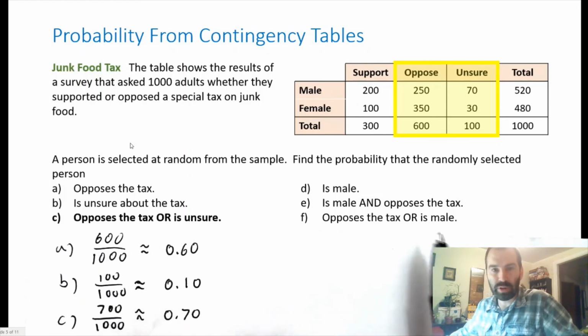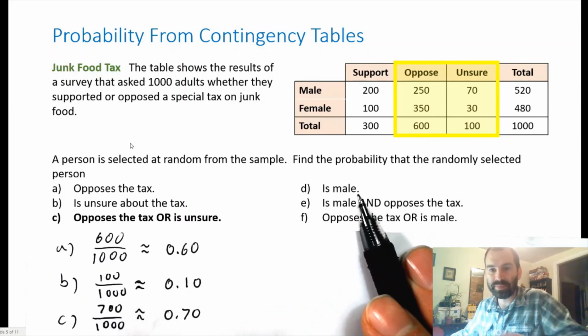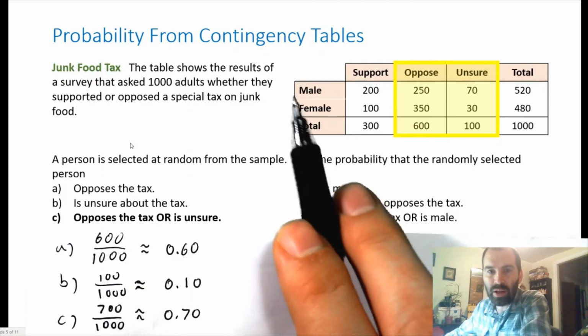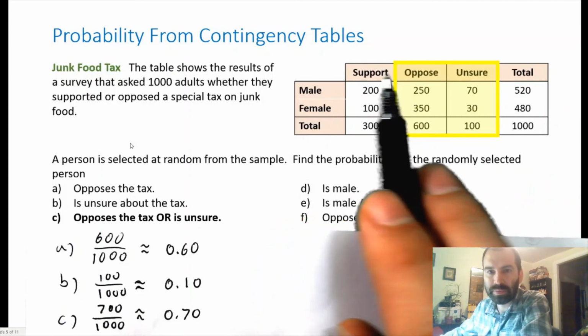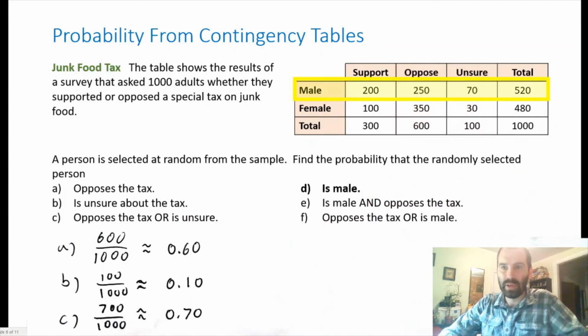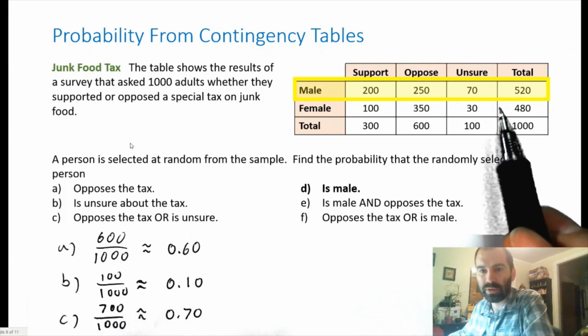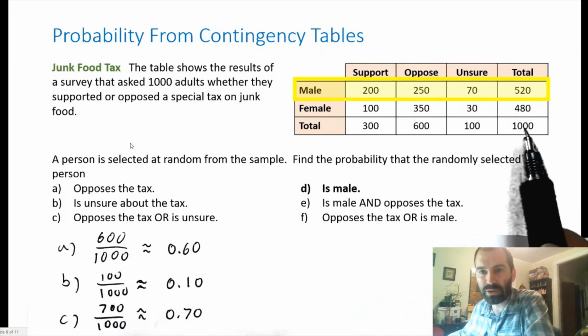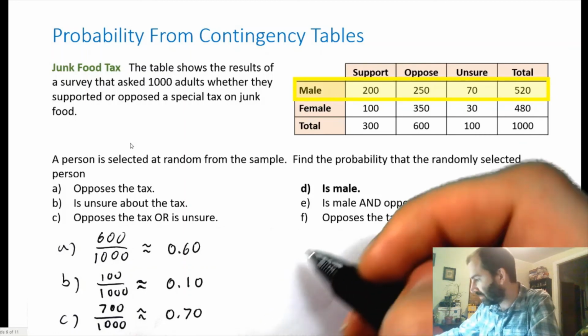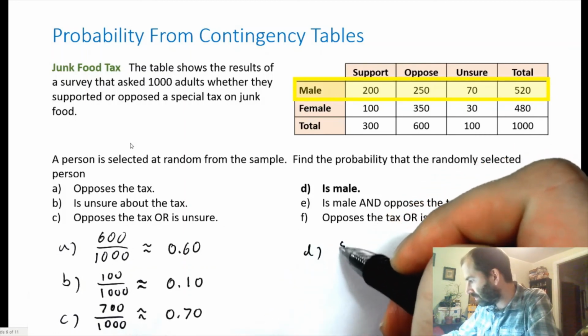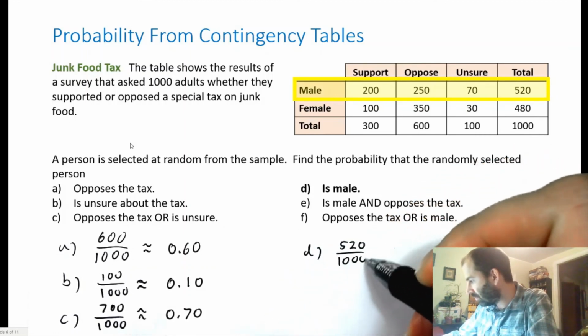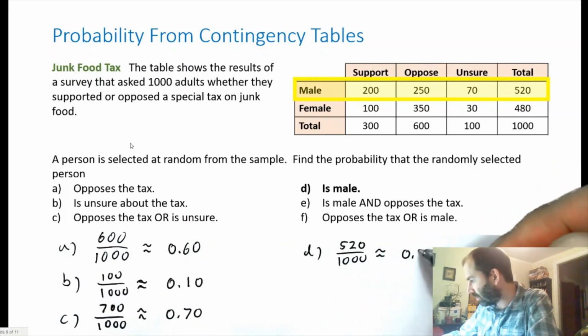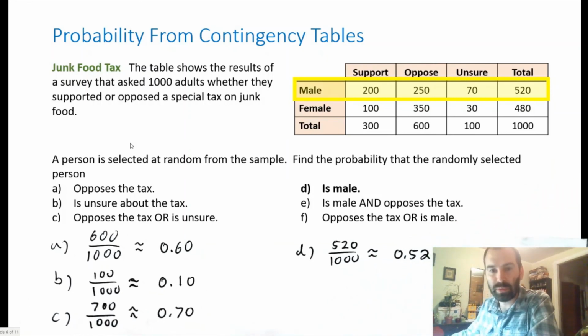Okay. What about the next one? The probability that the person is male. Well, the probability that the person is male means they came from this row. How many people are in that row? There's 520. Out of how many total people? 1,000. 0.52 is our probability.